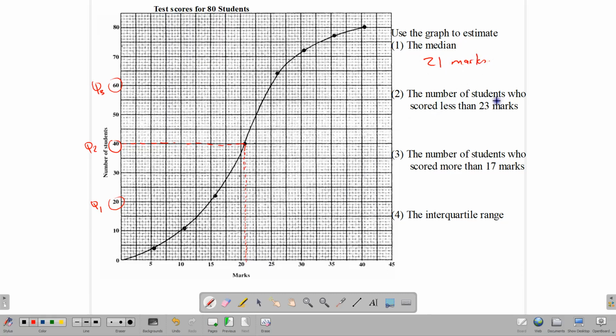The number of students who scored less than 23. Now remember I said this curve is also called a less than curve, because every time you start at the x-axis, draw a line to touch your curve and go across, it tells you what number got less than. So how many students got less than 23 marks? I'm starting at 20. This is 21. This is 22. So 23 would be here.